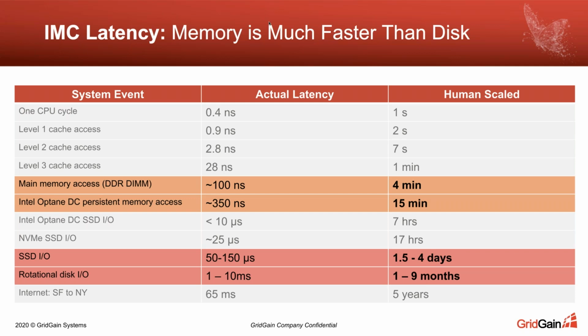On the left side, we have certain events, and the third column shows human-scaled latencies. If one CPU cycle is about 1 second, it's just a human scale for us to better understand, because we don't really sense nanoseconds very well. So if one CPU cycle is 1 second, the disk is anywhere between a week and months. But memory is literally just a few minutes. The difference between memory and disk is the difference between a few minutes and weeks and months, anywhere from half a week to almost 9 months.